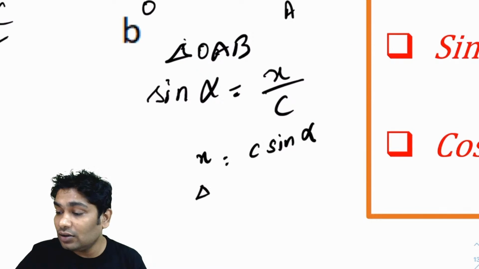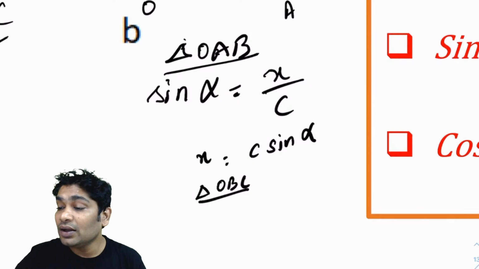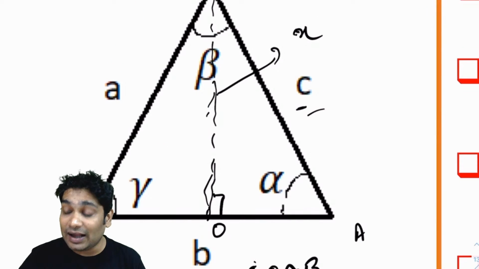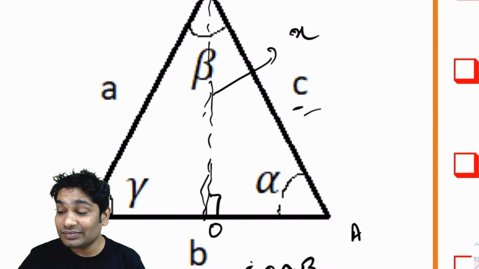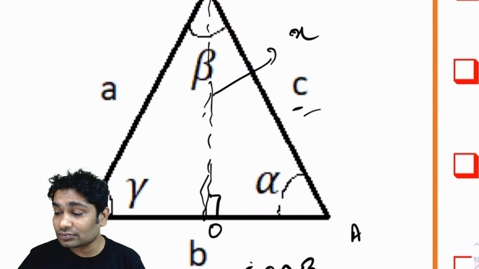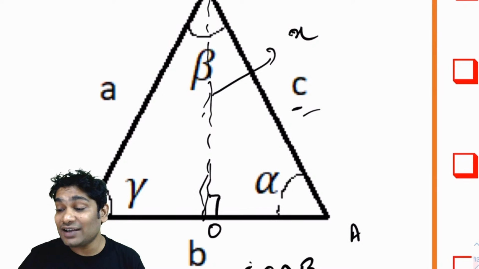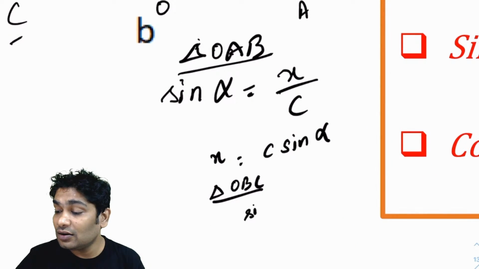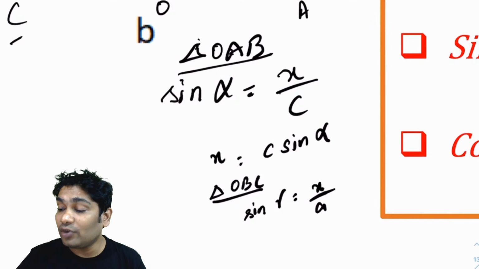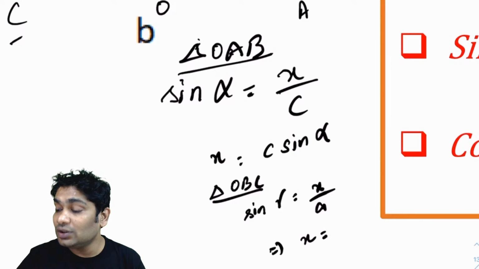So triangle OBC. If I take a look at triangle OBC, I will see sine of gamma will become x over a. So you will realize that sine gamma is x over a, and from here I can write that x equals a sine gamma.